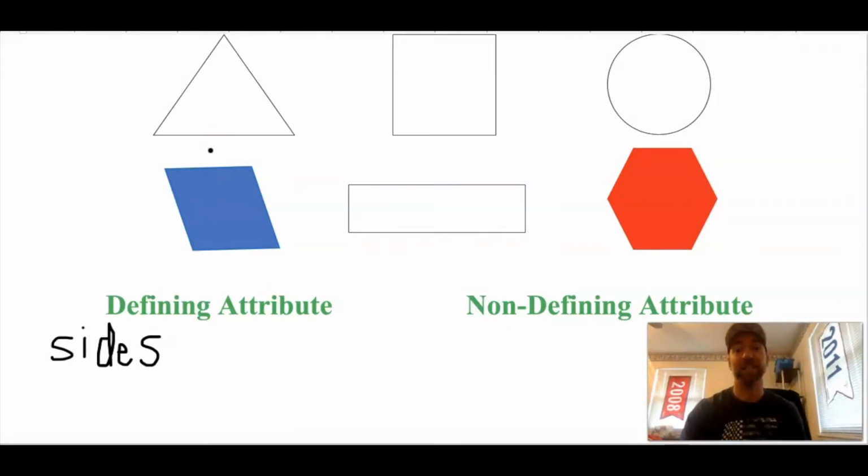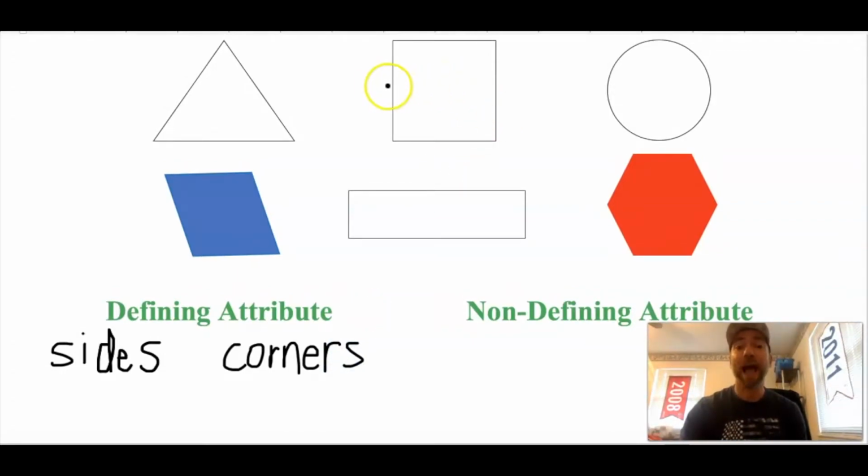Another defining attribute is corners. How many corners are on my triangle? 3 corners. So in order to be a triangle, you must have 3 sides and 3 corners. So we call that defining attributes. And that is true for most of my shapes. Let's look at the square. The square has 1, 2, 3, 4 sides and 1, 2, 3, 4 corners. But the other defining attribute for my square is that every side is equal. That makes a square special.